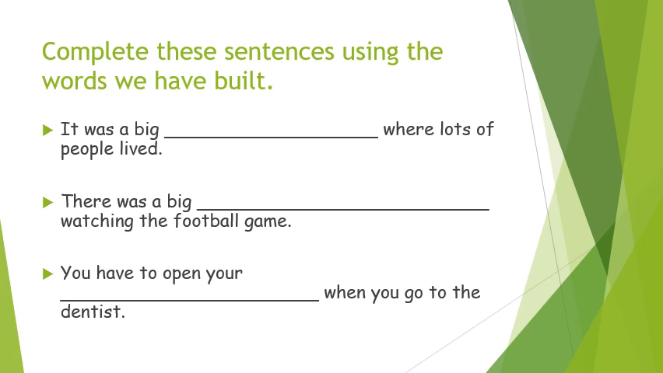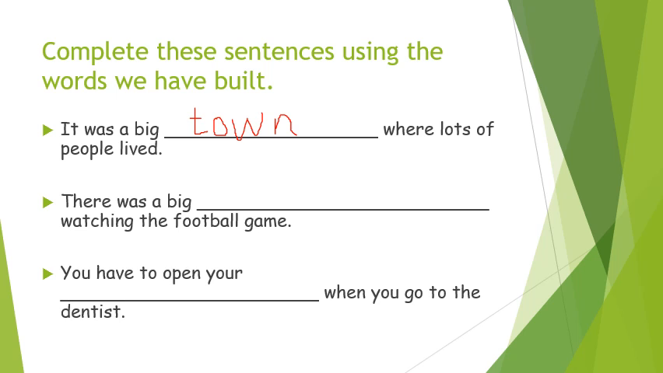I wonder if you can finish these sentences for me using the correct word from the three words that we've just built to finish the sentence correctly. It was a big blank where lots of people lived. Which word do we think is going to go in that sentence? Could it be mouth? It was a big mouth where people lived. I don't think so. That doesn't make sense, does it? It would be good for a silly sentence. It's going to be town. Fantastic. Well done. Town. And our next sentence.